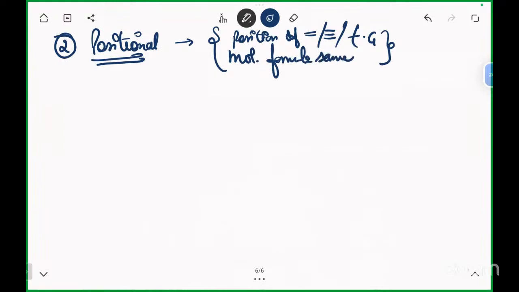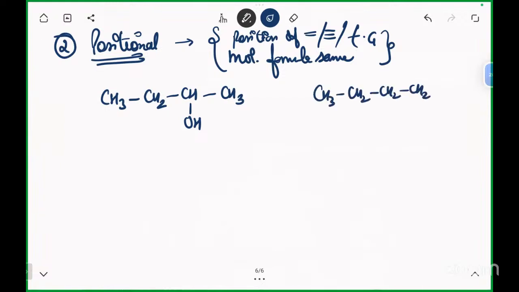same. For example, we can have CH3, CH2, single bond CH, over it we have OH, and here CH3. So on the second position there is the functional group OH. If I make the same example, CH3, CH2, CH2, CH2, OH, here it will be known as 1-butanol, and here it is known as 2-butanol. What is the difference? This is only the difference in the position of the OH.